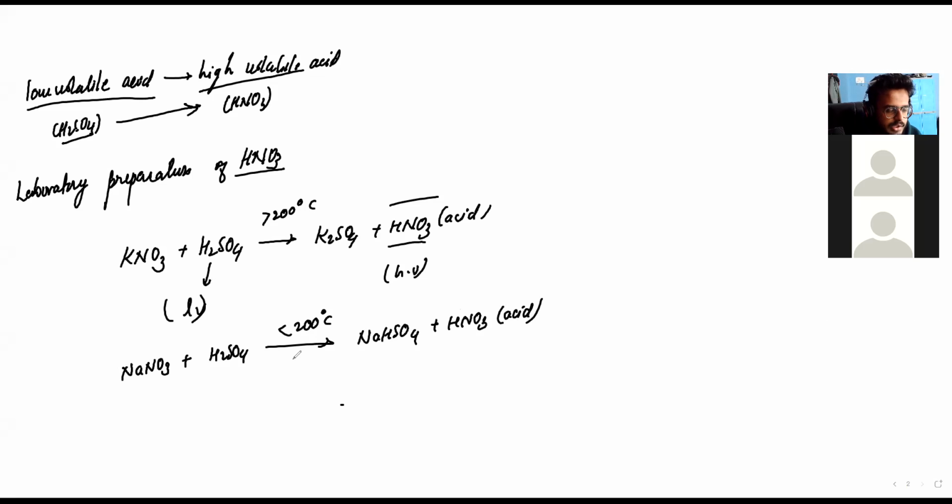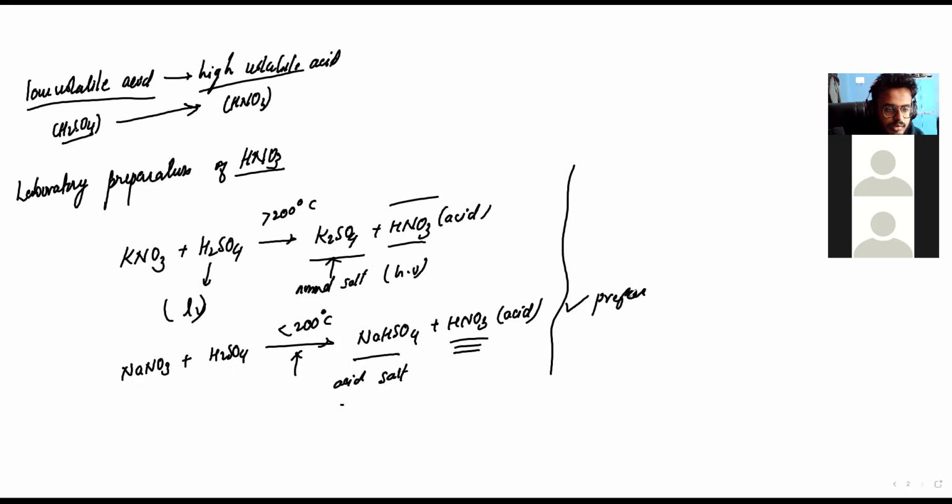Very simple, right? So if I bring the temperature down to less than 200 degrees Celsius, we get an acid salt. This is an acid salt. I had emphasized this statement a lot when I taught you the previous HCl. When the temperature is greater than 200, we don't get an acid salt, we get a normal salt, right? And this one is preferred over this one. The less than 200 degrees Celsius one is preferred because we still get nitric acid as the product. This is the preferred reaction over the previous one.